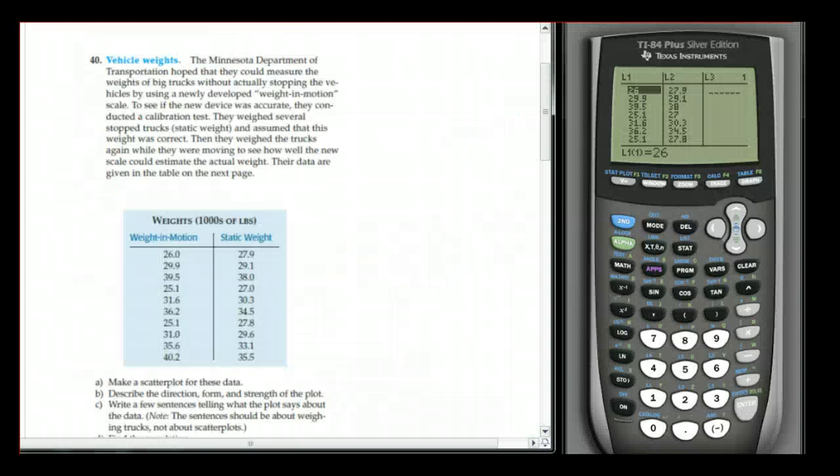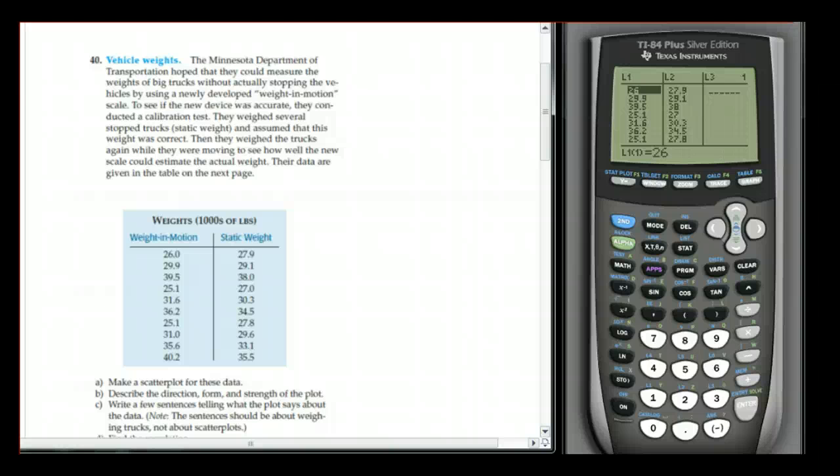Okay, so let's do a couple examples here from your book. I'll start with number 40. Vehicle weights. It says the Minnesota Department of Transportation hoped that they could measure the weights of big trucks without actually stopping the vehicles by using a newly developed weigh in motion scale. Sounds like a little bit of magic to me. To see if the new device was accurate, they conducted a calibration test. They weighed several stopped trucks, the static weight, on a scale, and assumed that this was the correct weight. Then they weighed the trucks again while they were moving to see how well the new scale could estimate the actual weight.